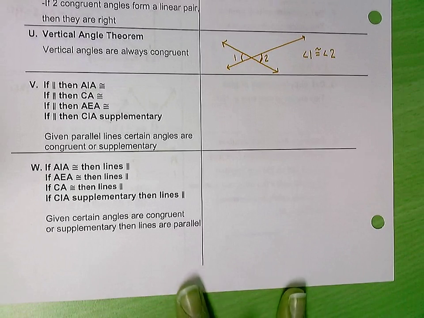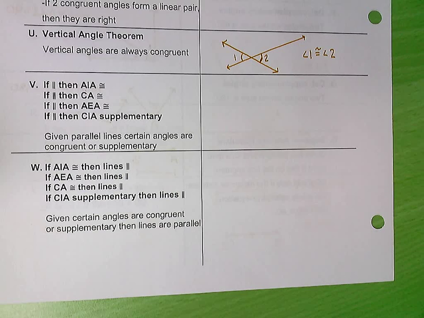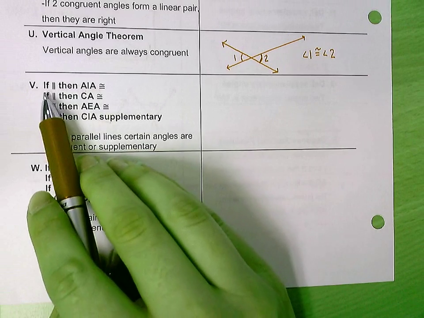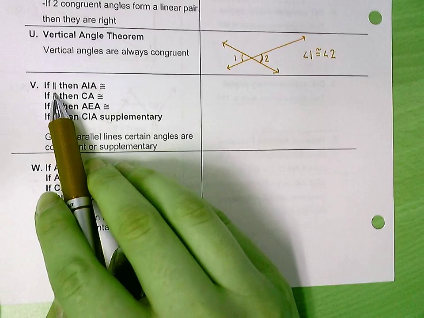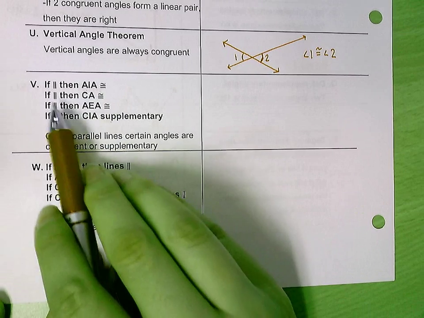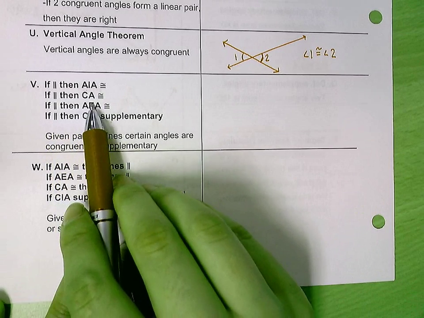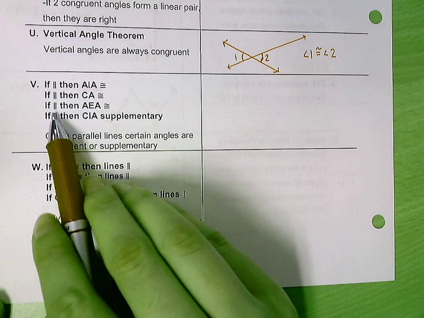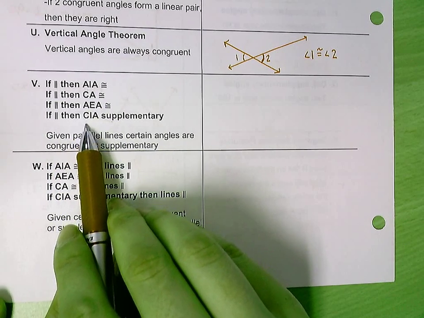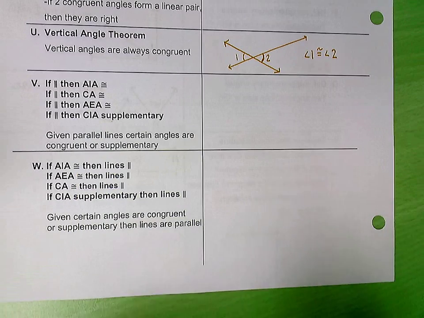Okay, the last ones have to do with parallel lines. You guys did parallel lines last year. Our properties for these are: if lines are parallel, then your alternate interior angles are congruent. If they're parallel, corresponding angles are congruent. Alternate exterior angles are congruent, and consecutive interior angles are supplementary.